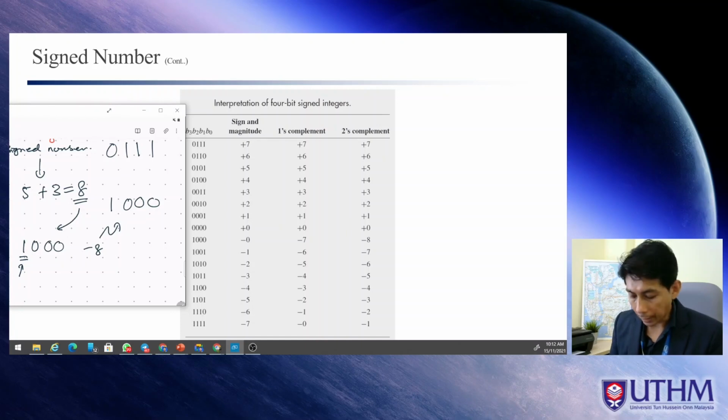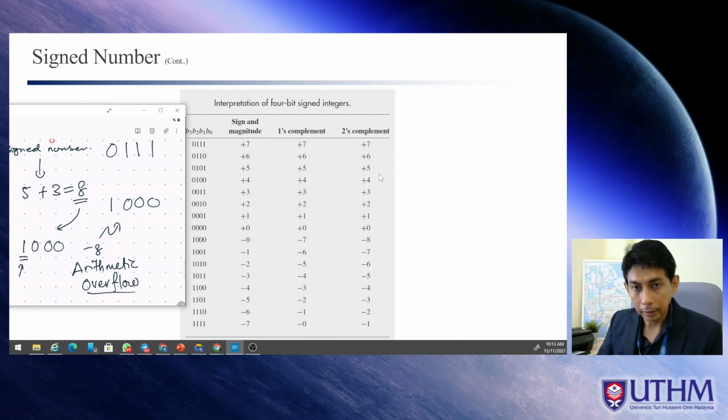And if this happens, when you do the arithmetic and you have a result that does not fit in the system that you have, in this example 4-bit, it is called an arithmetic overflow.